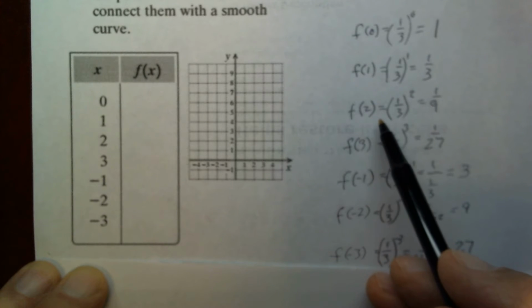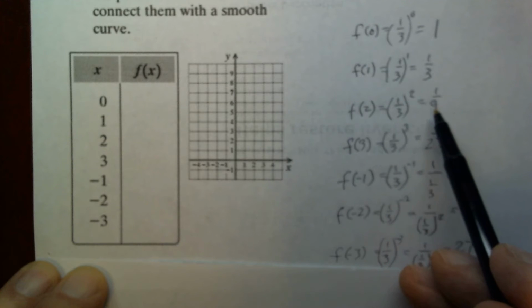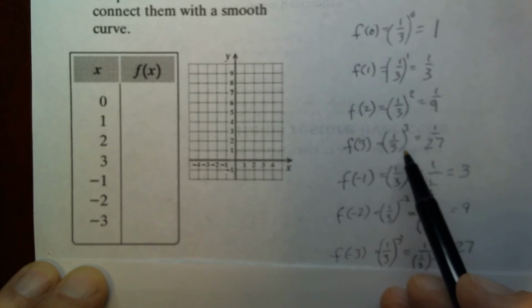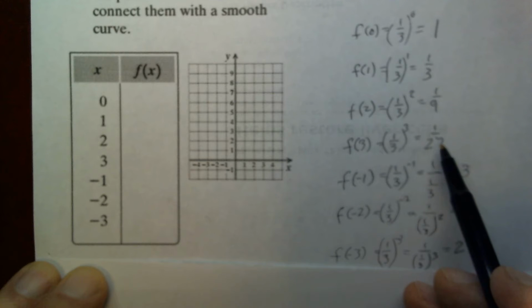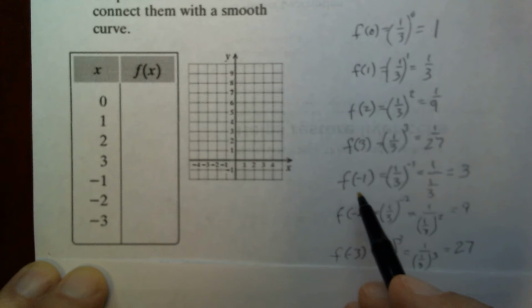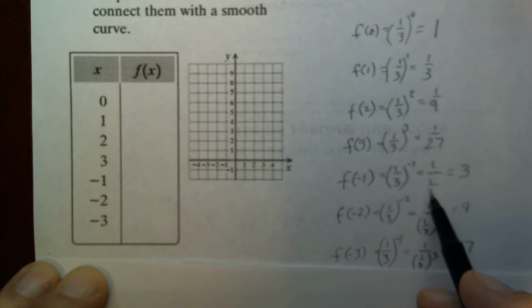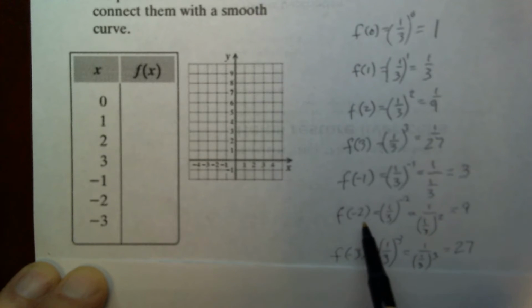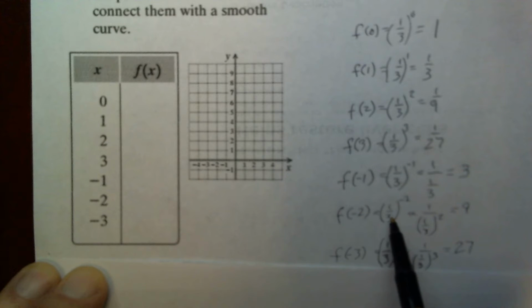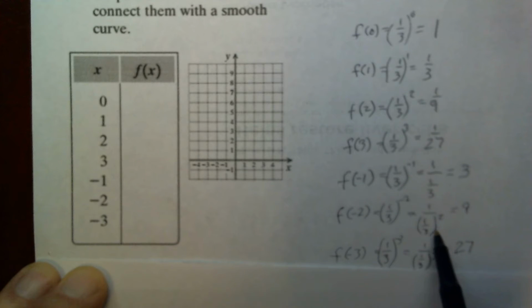F of 2 means (1/3) to the second power, or 1/9. F of 3 would be (1/3) to the third power, or 1/27. When x equals -1, we have (1/3) to the -1 power, which means 1 divided by 1/3, which is 3. And when x equals -2, then (1/3) to the -2nd power is 1 divided by (1/3) to the second power, which is 9. And when x equals -3, then (1/3) to the -3rd power is 1 divided by (1/3) to the third power, or 27.